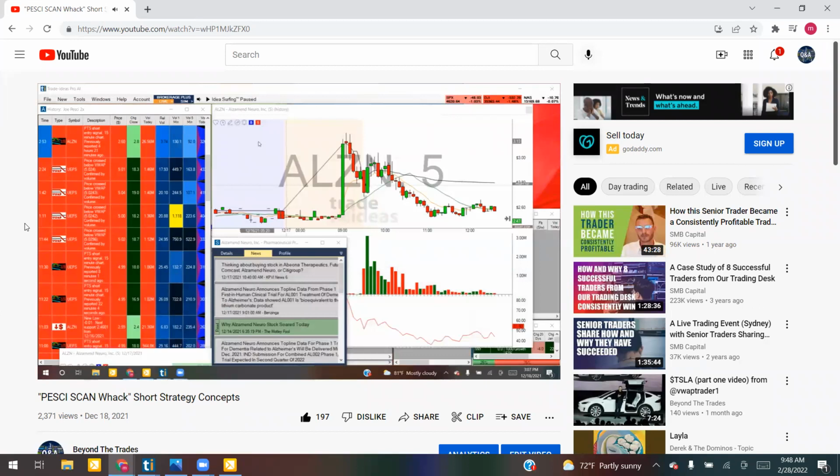But in any case, this is what we're looking for. The Joe Pesci scan finds stocks that are gapping up overnight. Follow my cursor here. What you will see in this tan area is the pre-market. The light brown area is pre-market. This grayish blue area is the previous day's after hours. This white is actually the regular trading hours. So we're in the pre-market now.